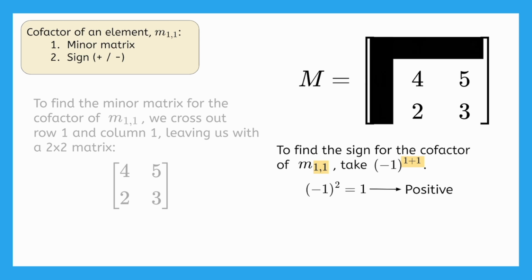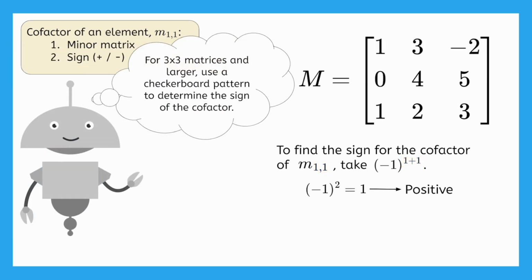In 3 by 3 matrices and larger, we can use a checkerboard pattern as a shortcut for determining the sign of a cofactor. Starting with the top left element, we note above each column alternating signs starting with positive. So in a 3 by 3 matrix, this is positive, negative, and positive.